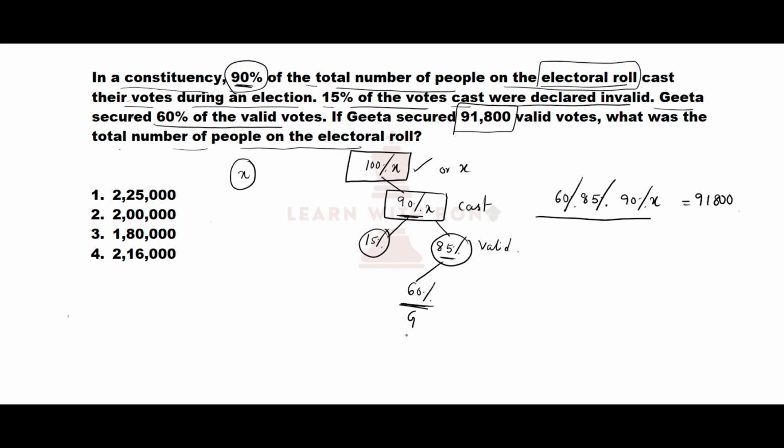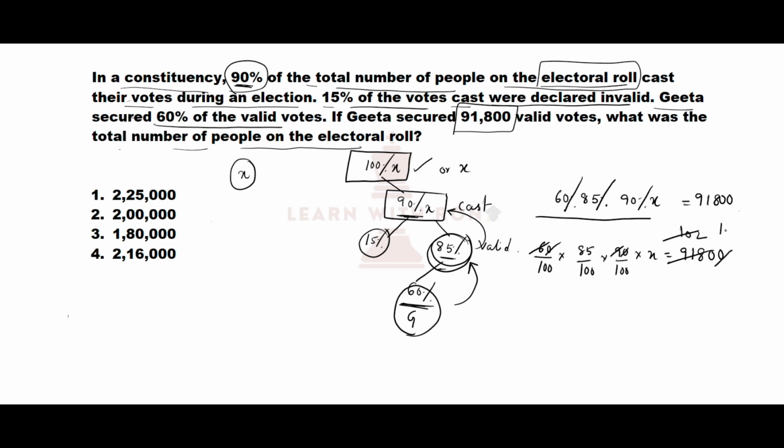91,800. See here, 60 percentage votes Geeta got from valid votes of 85 percentage. These valid votes are 90 percentage of casted. So see this question, 60 by 100, 85 by 100, 90 divided by 100 times X is given as 91,800.